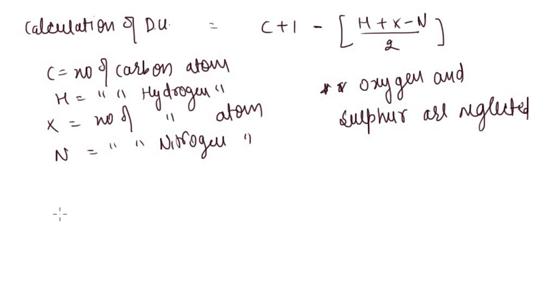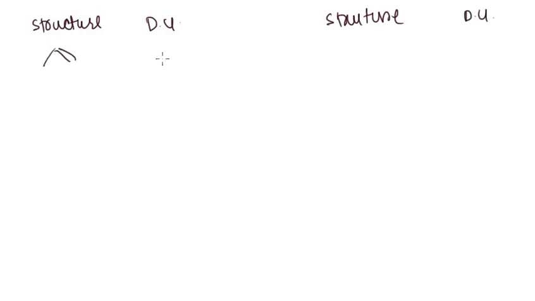Right? Now let's do some practice. Here I am writing the structure, and here it will be the degree of unsaturation. Here again I am writing the structure, and here it is the degree of unsaturation. So if a structure is like this, how much DU will it be? 1, because it has 1 double bond. If the structure is like this, DU will be 2. In case of benzene, remember, the answer is not 3, the answer is 4, because 1 ring is there.